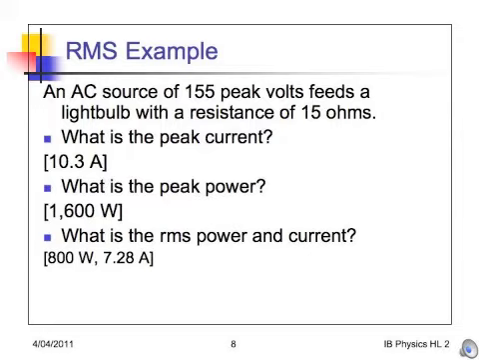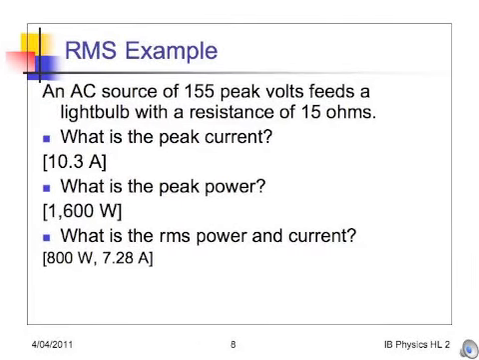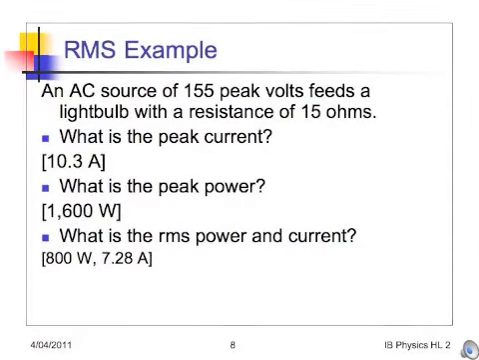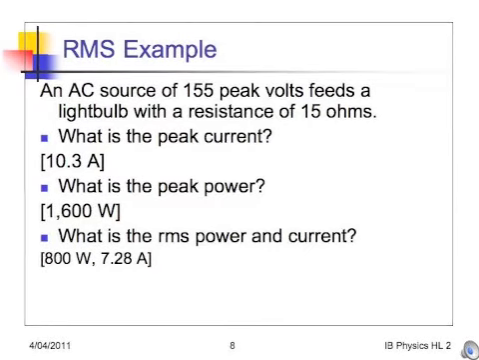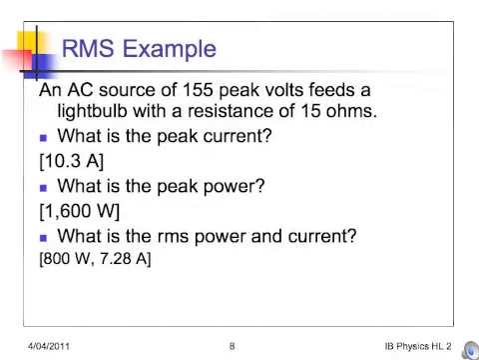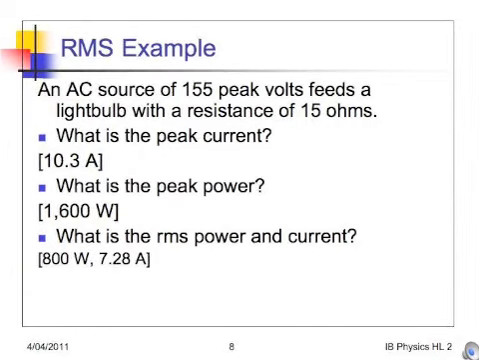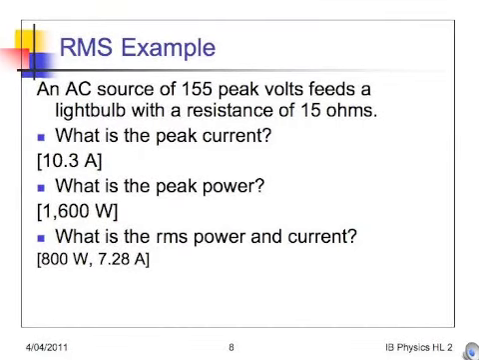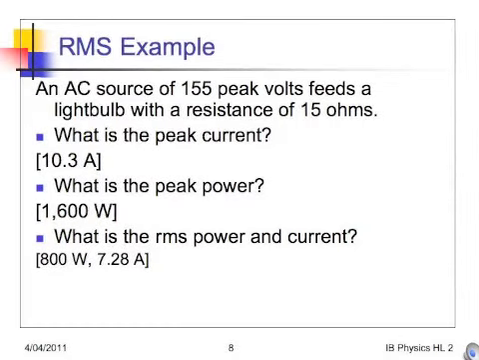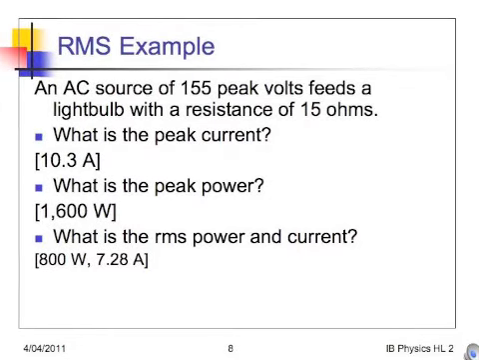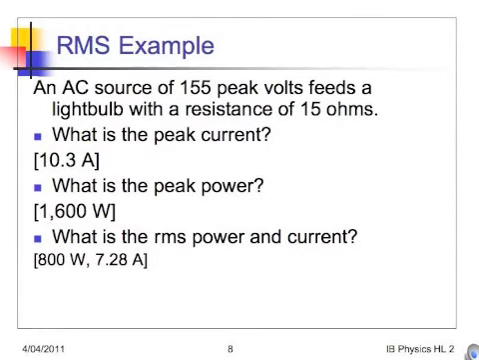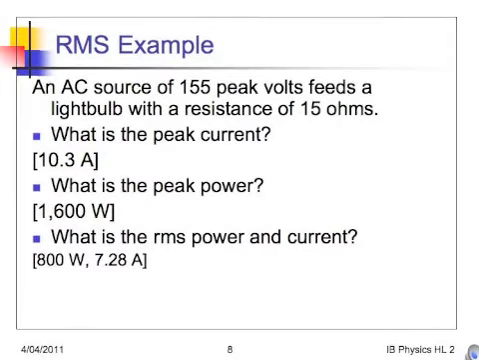So what would be the peak power? Well, we multiply our peak volts by our peak current, which would be 155 volts times 10.3 amps, which should give us a peak power rating of somewhere around 1550, or I guess 1600 peak watts. And then the harder questions, maybe a little bit. What's the RMS power and RMS current?